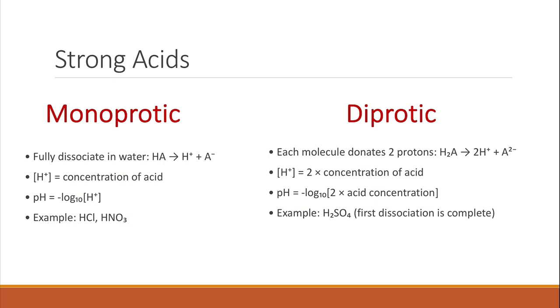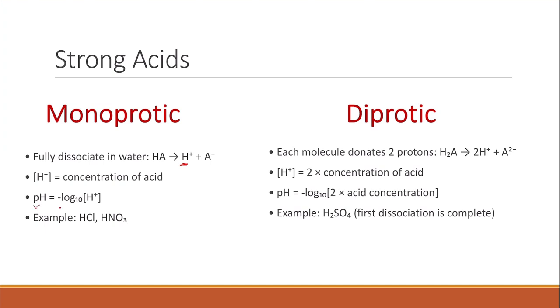We have two types of strong acids. We have the monoprotic and the diprotic acids. Monoprotic acids, or strong acids in general, will fully dissociate to give the hydrogen ion and the anion, or the conjugate base. A monoprotic acid is an acid that will give you only one hydrogen ion per molecule of the acid. The hydrogen ion concentration in this case will equal the concentration of the acid, because 1 mole of the acid will give you 1 mole of hydrogen ion.